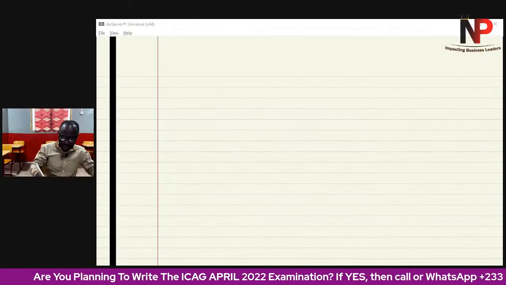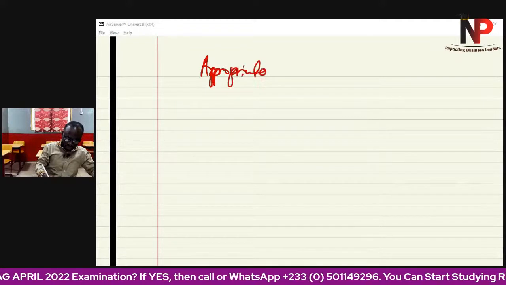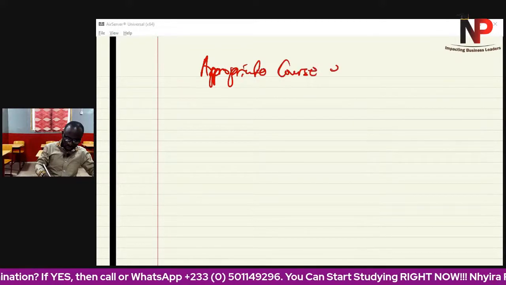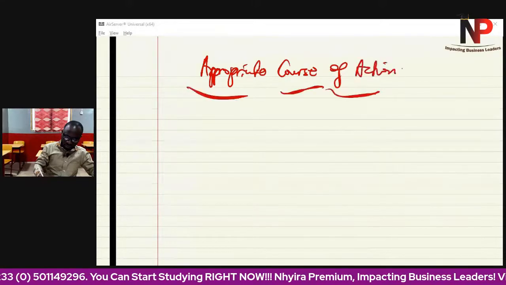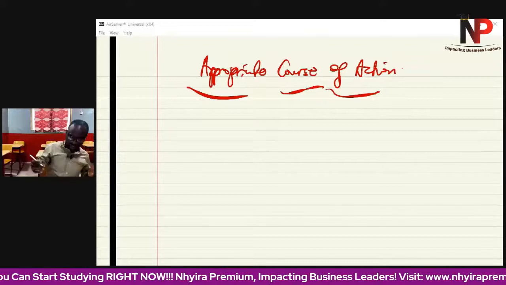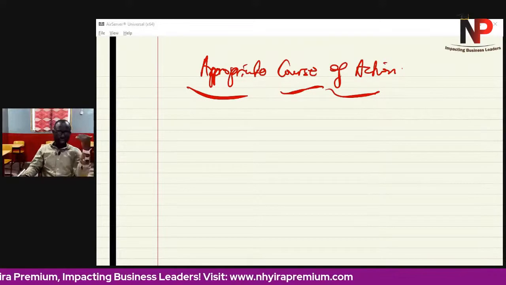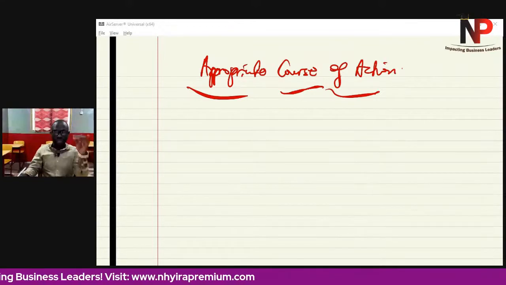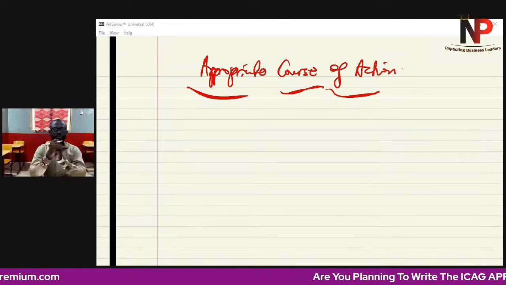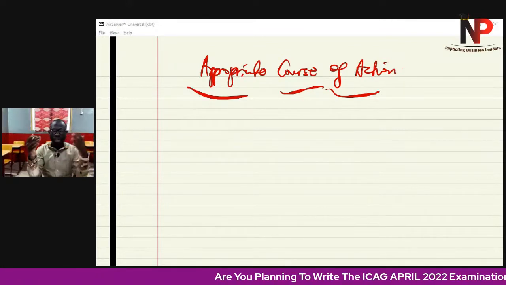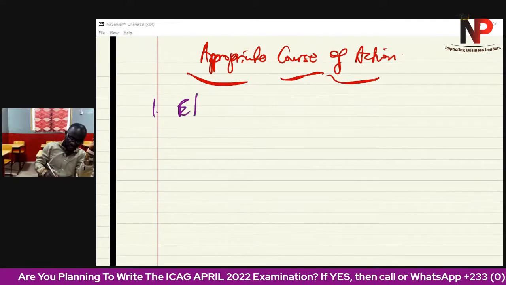Now, when it comes to the appropriate course of action, there are a lot of things that can be done based on the scenario presented to us. Stay with me carefully on this one. There are a lot of things that can be done based on the scenario presented to us. But broadly, our appropriate course of action could include a number of issues. Number one will be for education.